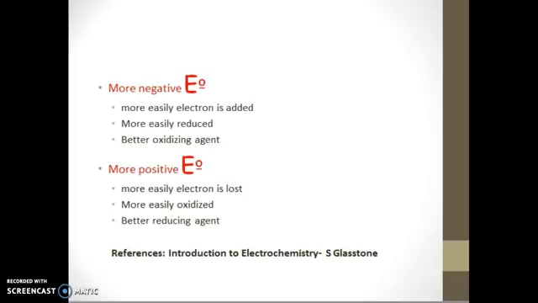So, these are some of the examples where we can understand the very basic fundamentals about electrochemistry. The reference is Introduction to Electrochemistry by Samuel Glasstone.